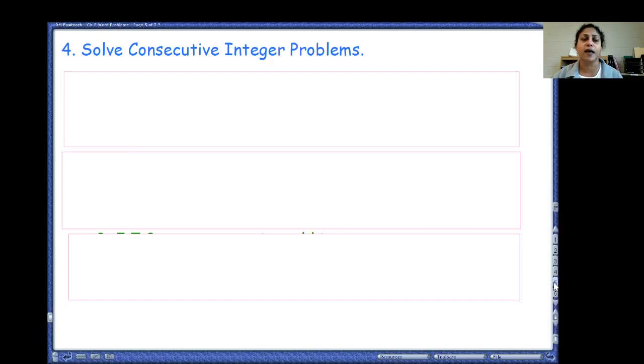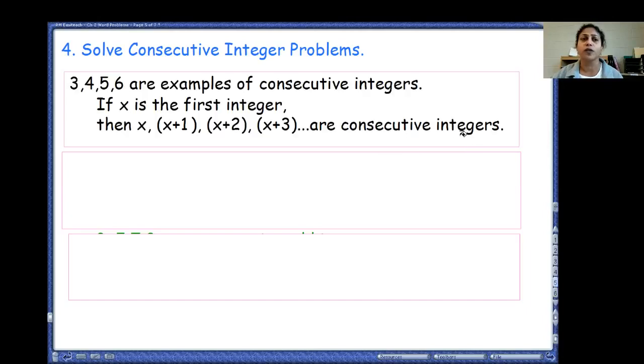So let's see how to solve consecutive integer problems. So what are consecutive integers? Consecutive means coming one after the other. So 3, 4, 5, 6 are consecutive integers. So if we let x be equal to the first one, since these are skipping by 1, if the first number is x, then the next one will be x plus 1, x plus 2, x plus 3, and so on. So when they skip by 1, you add 1 to the previous integer.